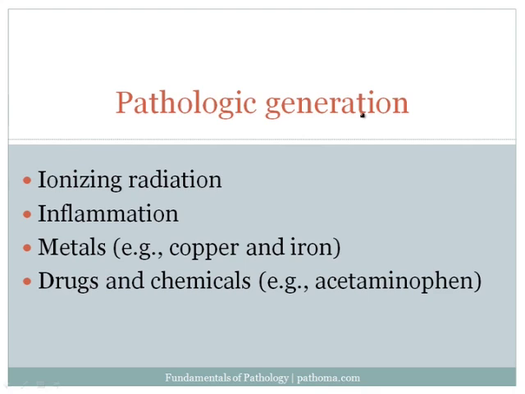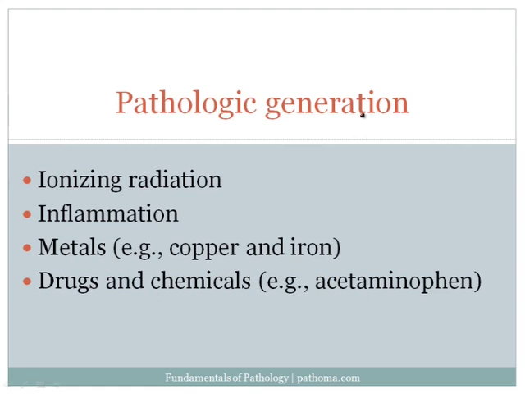So again, it's important to know, and examiners love to ask you, what's the underlying mechanism of damage in hemochromatosis, or what's the underlying mechanism of damage in Wilson's disease? In both cases, it's the pathologic generation of free radicals that results in the tissue damage that then produces clinical symptoms. All right, another example of pathologic generation of free radicals are drugs and chemicals.